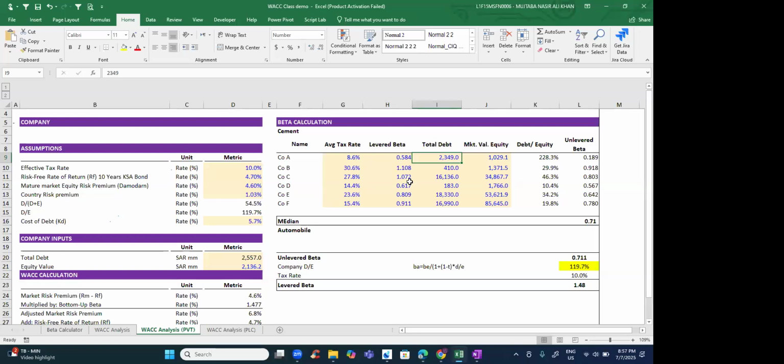Write the total debt of that company, write the market value of equity of that company. This is the debt equity ratio. This is the unlevered beta, ungeared beta, or beta asset. So what is the formula? This is the formula to calculate beta asset. In AFM or in FM, we are also using a beta similar to this. Our approach is a little different, but the answer would be the same.